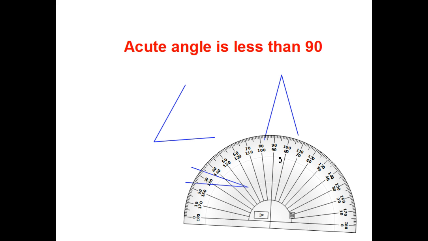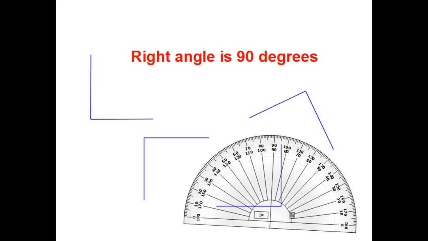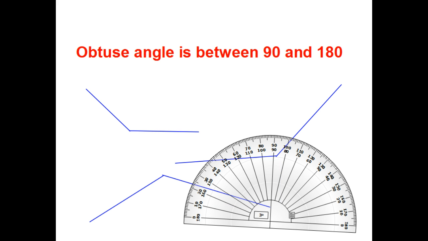An acute angle is always less than 90 degrees. So on the protractor, if I have an acute angle, I know I'm going to be using the smaller numbers. A right angle is 90. Usually you can tell them right away by just looking if it makes a corner, like the corner of a paper. And an obtuse angle is between 90 and 180. So if I was using the protractor, I would be using the bigger numbers.